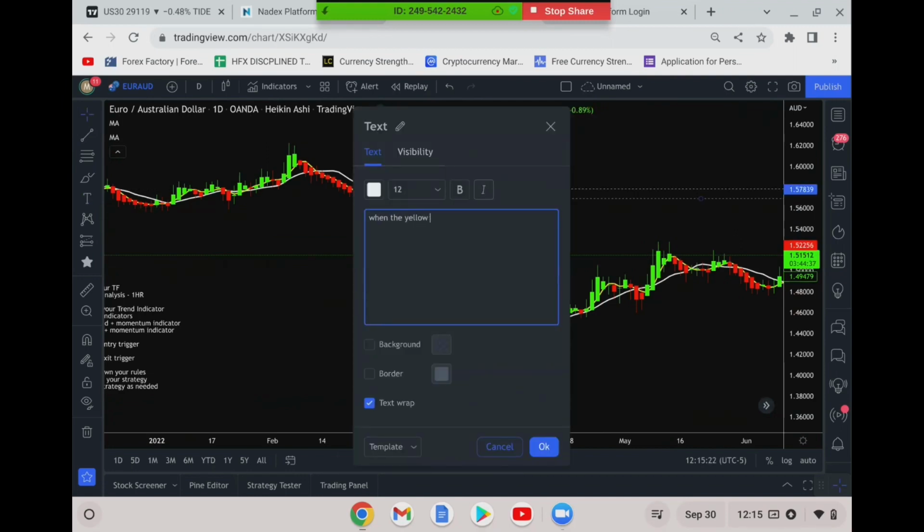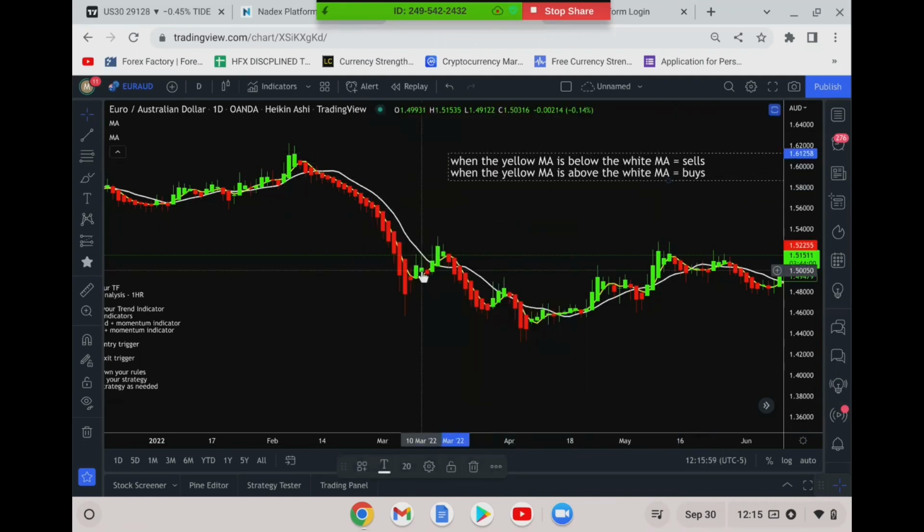When the yellow MA is below the white MA, you want to look for sells. When the yellow MA is above the white MA, you want to look for buys. Pretty simple, you guys, okay?